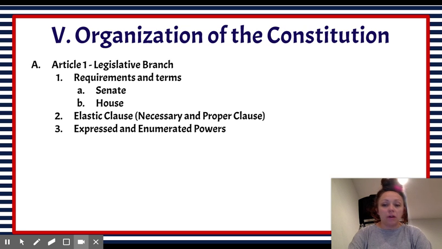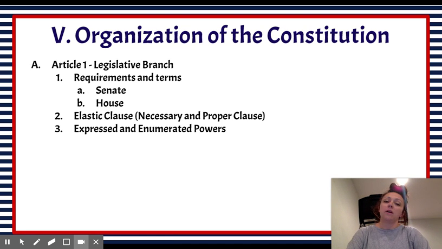So if we can look in Article 1 of the Constitution and we can see a specific power of Congress, that is an expressed power. Why? Because it's right there in black and white. Enumerated powers are kind of the same thing because these are the powers that are numbered in the Constitution.